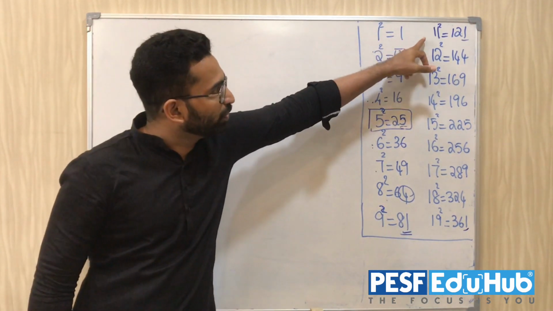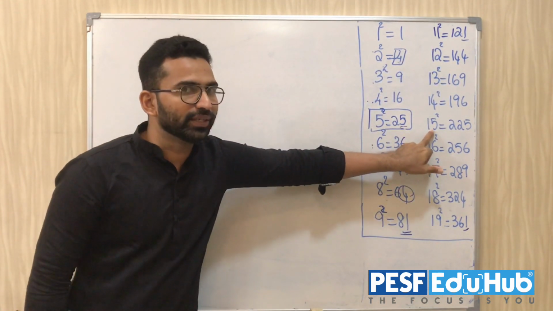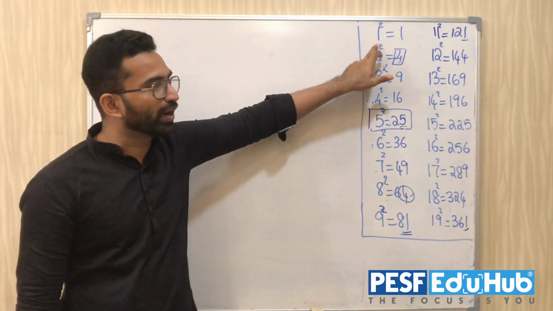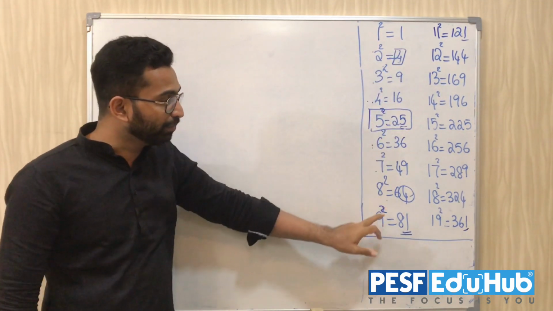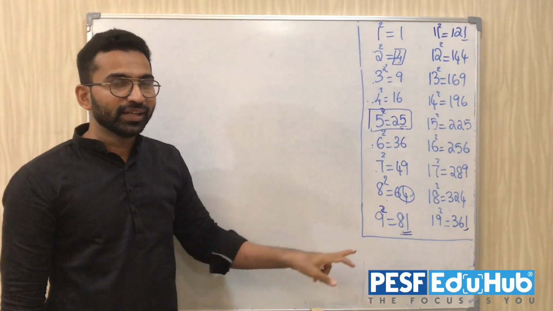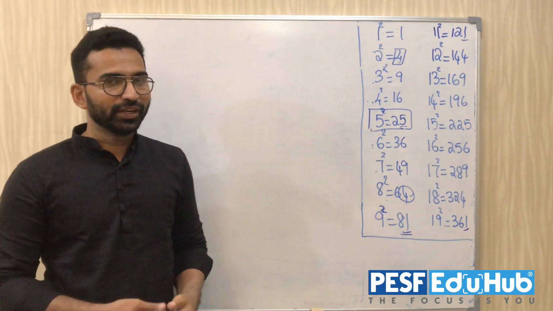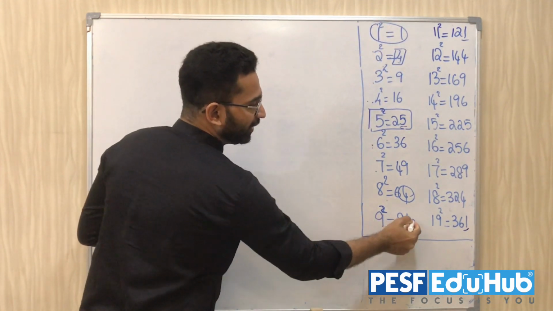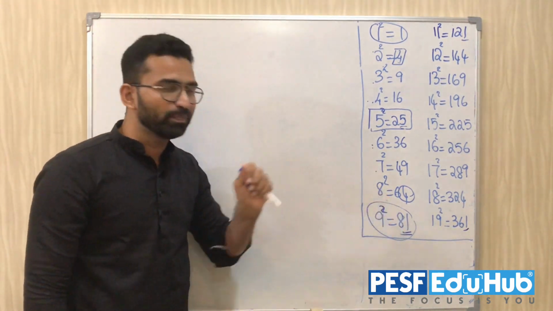Like that, what about 11 square up to 19 square? You can see only 15 square is ending with 5. But what about the square of 1? Square of 1 is ending with 1. At the same time, what about the square of 9? The 9 square is 81. That is also ending with 1. It means 1 is at the very top and 9 is at the very bottom, and the squares of these two numbers are ending with 1.